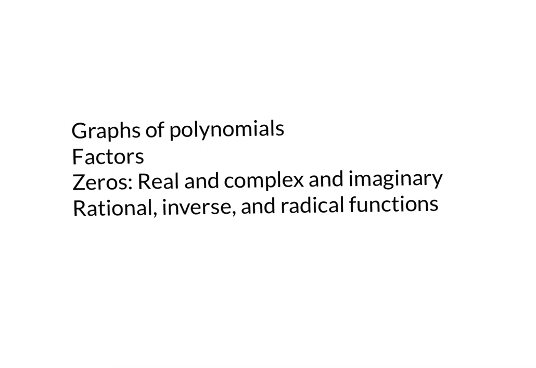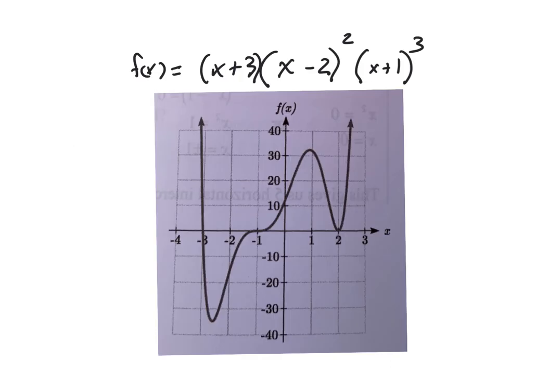The second half of chapter 3 gets into these ideas of what's going on with graphs of polynomials, factoring them, and finding zeros, sometimes called horizontal intercepts, both real, complex, and imaginary, or I should say all real. Then we'll look really quick, a little bit at the end, at rational, inverse, and radical functions.